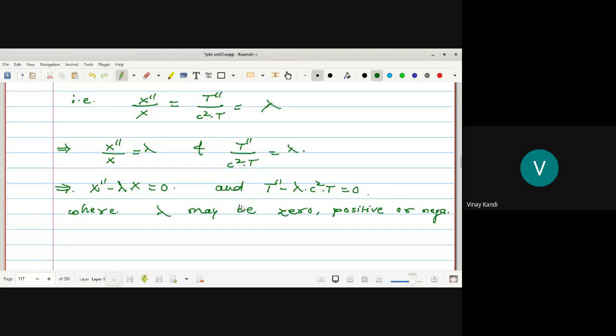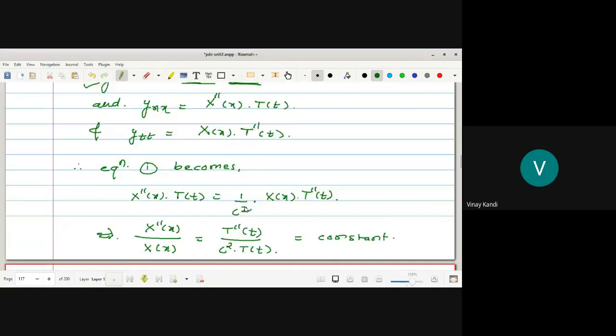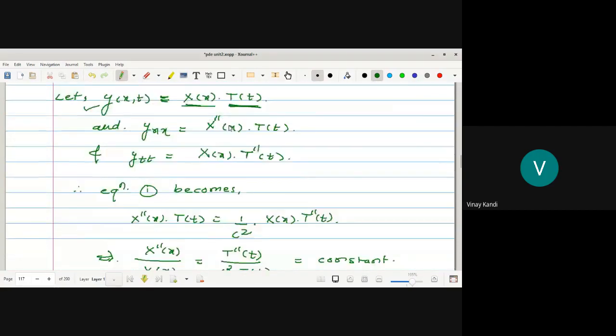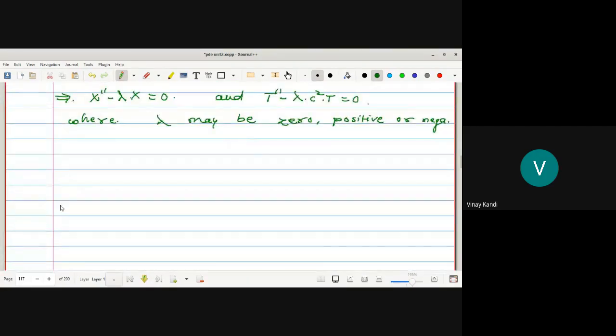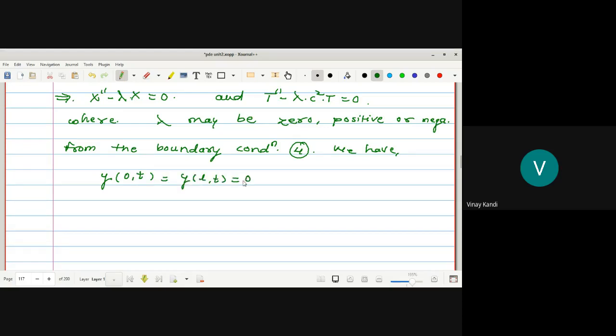Okay, now from the boundary condition 4, look at it. These are the boundary conditions, equation number 4. From the boundary condition 4, what is the boundary condition? We have y, the deflection at the start point and end point, is equal to 0. Okay, so this implies y of 0, t is equal to 0.